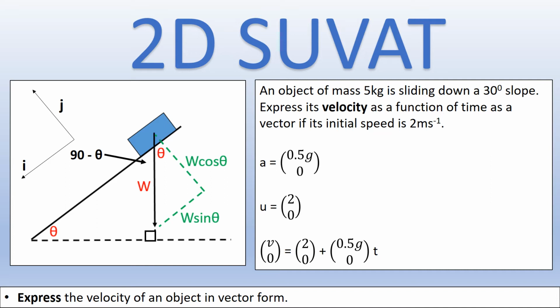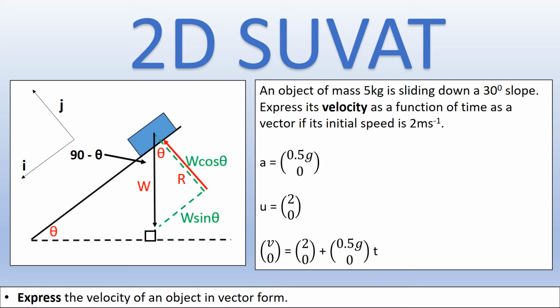So we get the vector for the initial velocity is 2 over 0. Using v equals u plus at, then we can get a vector for the final velocity. Again, we know it's going to still be moving parallel to the slope, so we know it's going to be v over 0, and then we've just put u plus at. So that's the equivalent in 2 dimensions.